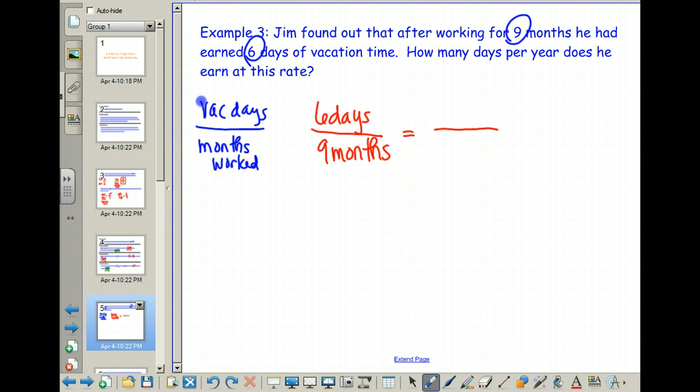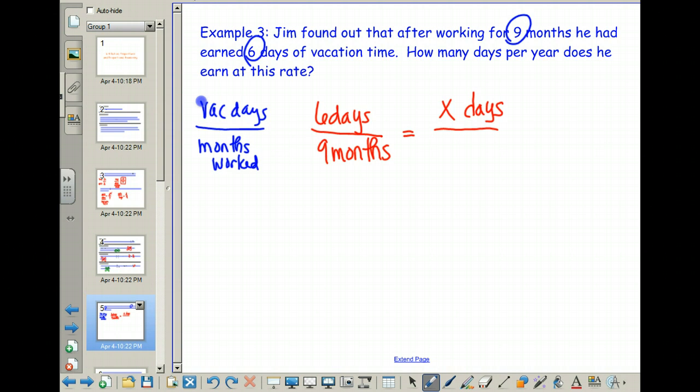And what do I want to find? The number of vacation days for a year. So I don't know the number of days, right? So let's call this X days. That's what I'm looking for. What goes underneath X days?